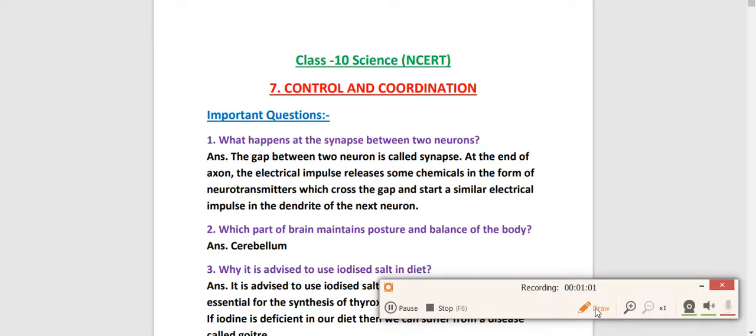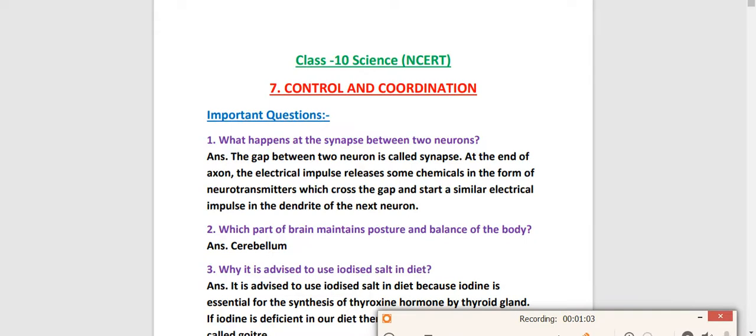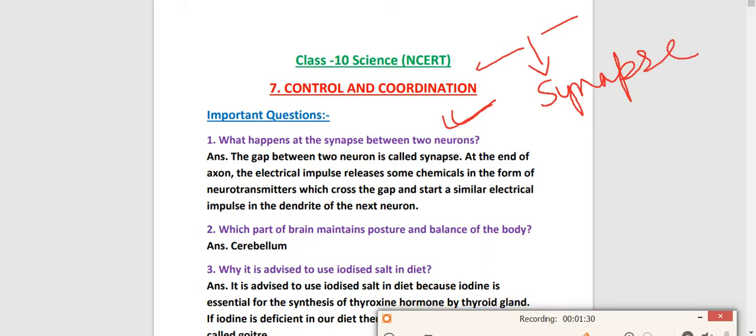What happens at the synapse between two neurons? So do you know what is a neuron? Yes, I think you all know that neurons are the structural and functional unit of the nervous system. Synapse means the gap between two neurons. You know that in our nervous system, so many neurons are there. So a gap is present between two neurons and that gap is called synapse. Suppose this is one neuron and this is one neuron. This gap between two neurons is called synapse. So what happens at the synapse, that we have to read.